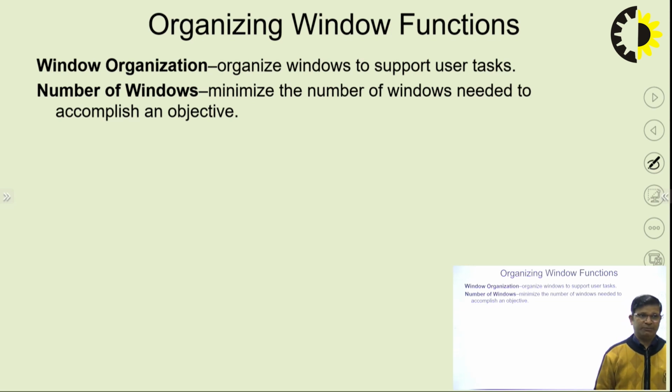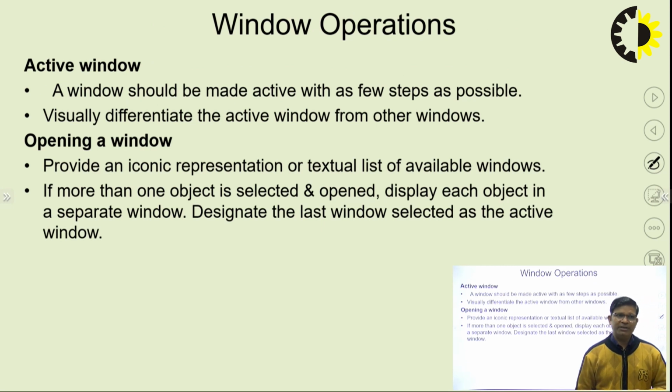Organizing window function. Window organization should support the user's task and the number of windows, minimizing the number of windows needed to accomplish an objective. Window operation, active and opening. An active window should be made active in as few steps as possible. Visually differentiate the active window from other windows.